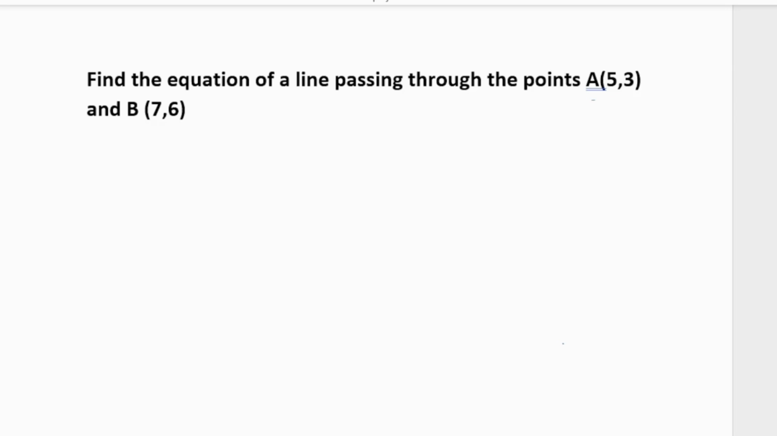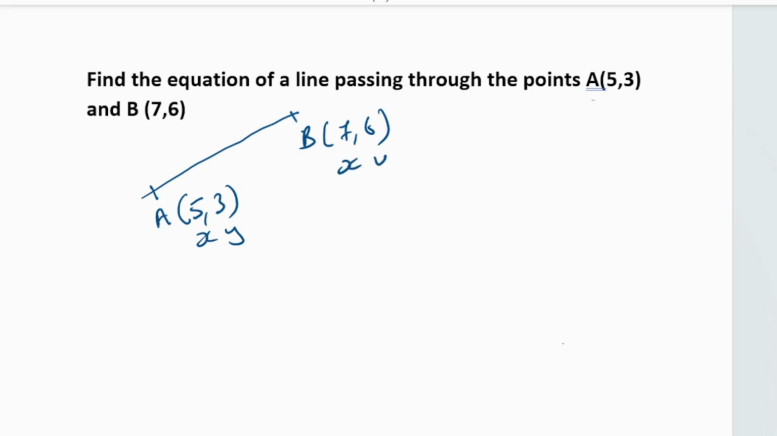And in this video, we are going to find the equation of a line when we are given 2 points. We have this question here: find the equation of a line passing through the points A and B. So we have this line here. This is point A, and this is point B. This straight line is passing through point A, which is (5, 3), and another point B, which is (7, 6). And remember, these points are labeled as (x, y) and this one (x, y).